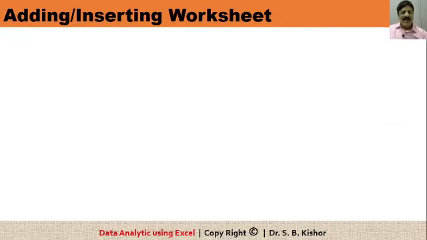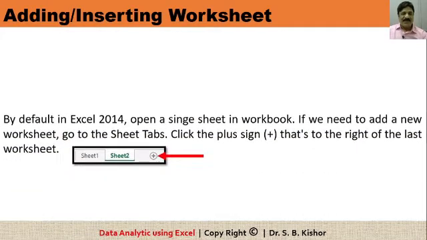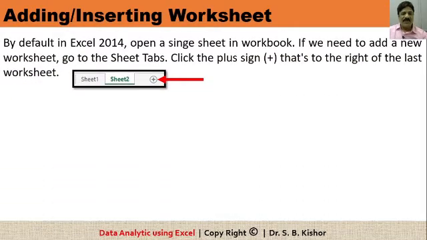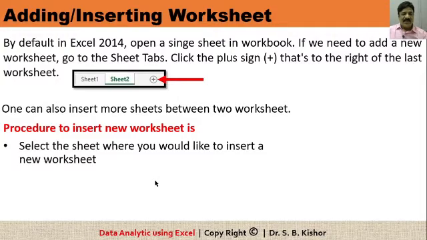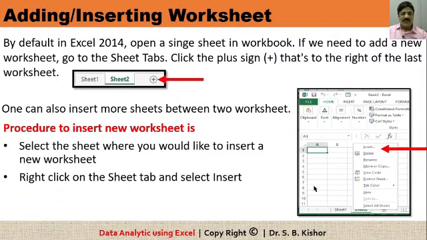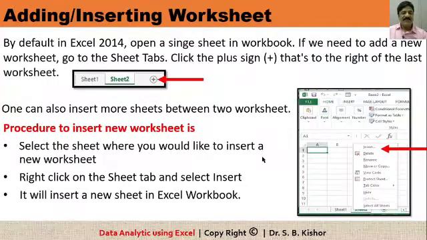Now you can add a worksheet based on your requirement. In order to add a worksheet, on the sheet tab, simply click on this plus button to add a new sheet. Now, in order to insert a sheet in between these two, you need to follow this procedure. Simply select Sheet1, right click on it, select the Insert option, and then select Worksheet.